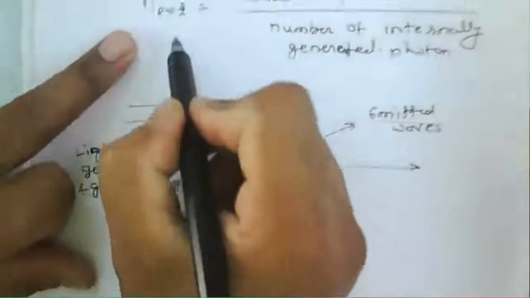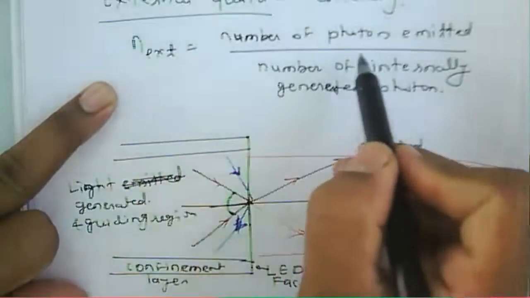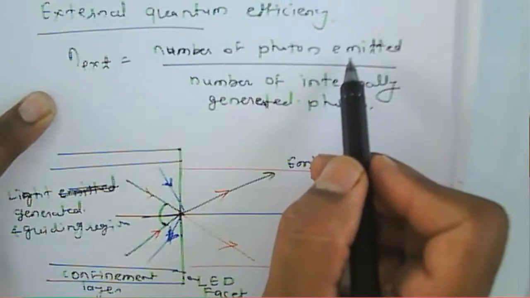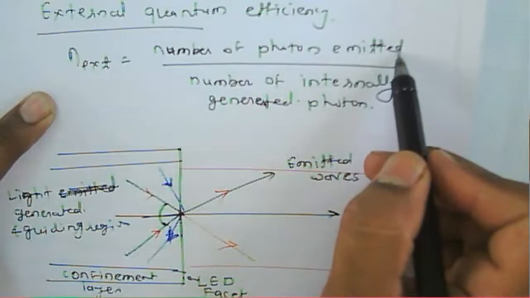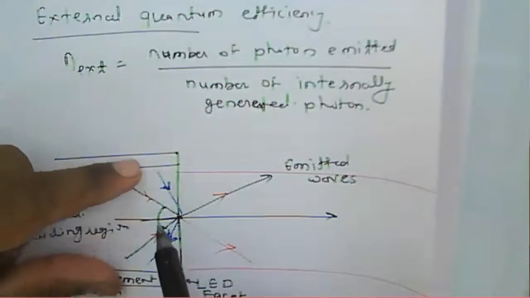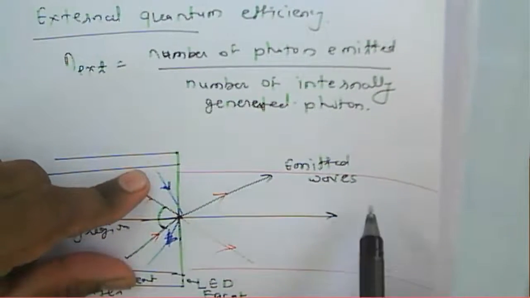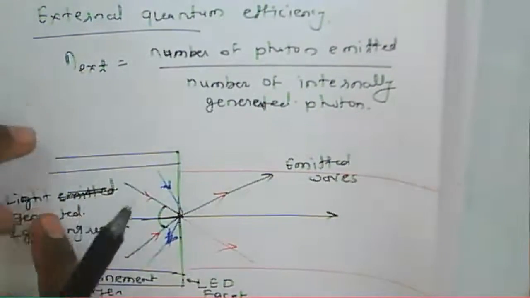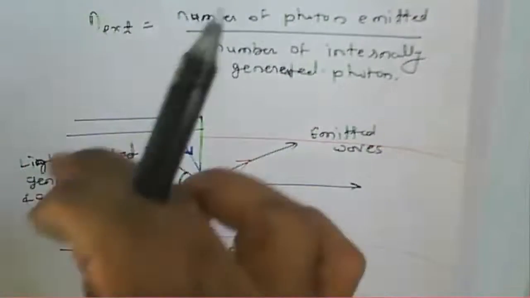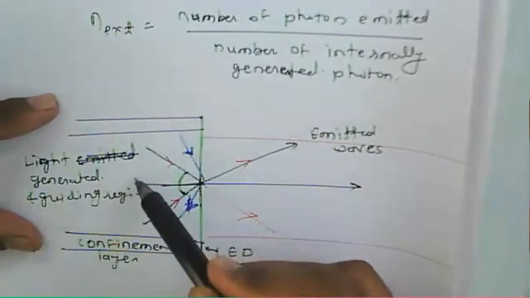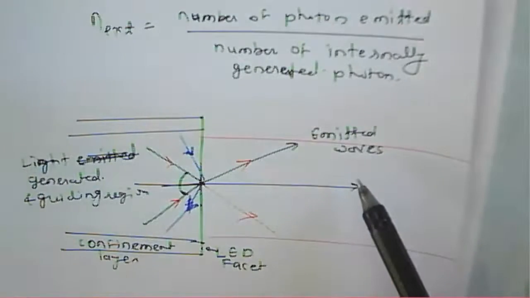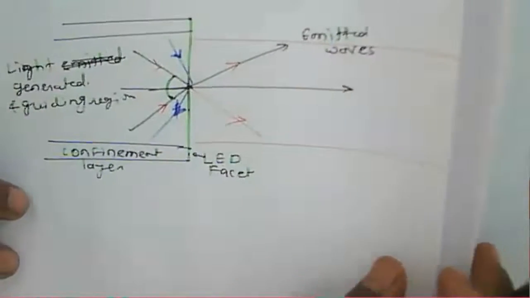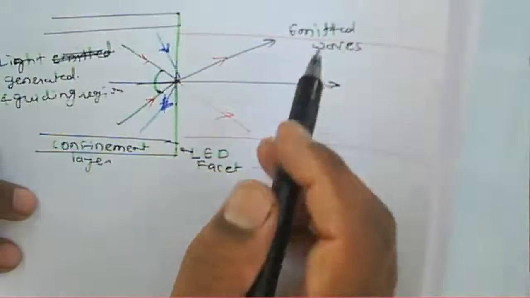So the external quantum efficiency is the number of photons emitted, or guided into the fiber, from this device to the total number of photons generated internally. Whichever photons are generated internally inside the device, not all are emitted to the fiber. So that is the external quantum efficiency.